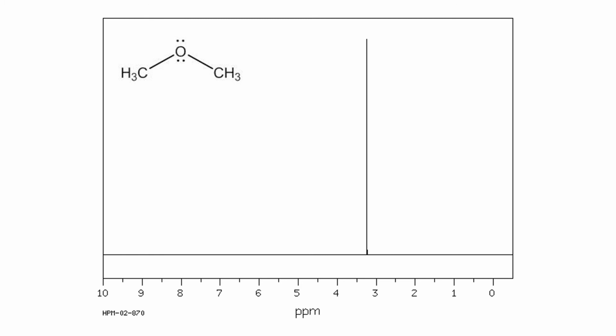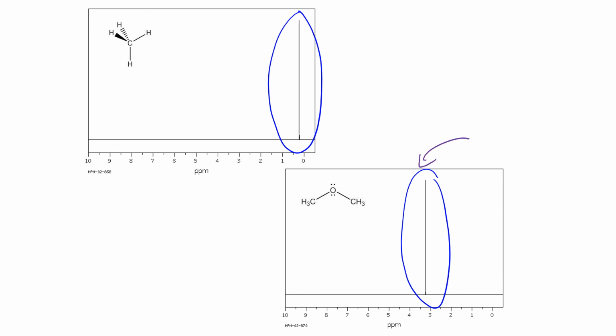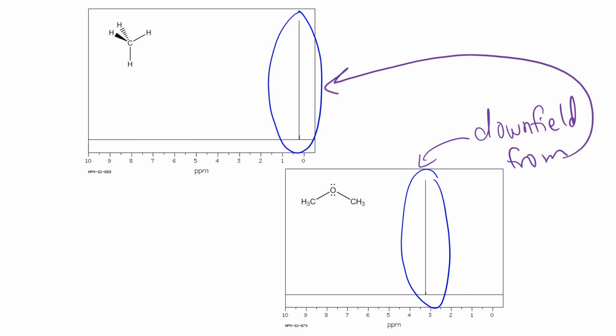And here's the proton NMR spectrum of dimethyl ether, and you see, yes, there is only one signal. But if you look at the placement of the two signals, methane and dimethyl ether are not in the same position. And so we need to use our new terminology to describe their relative positions. We would say that this signal coming from the dimethyl ether is downfield from this signal here.